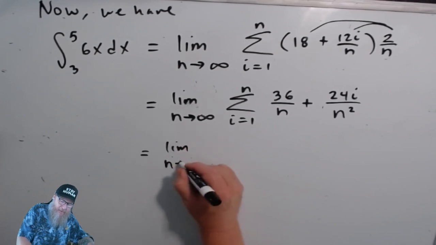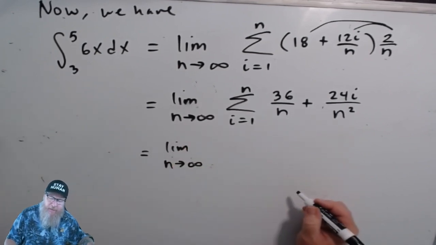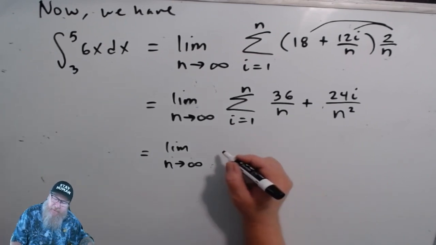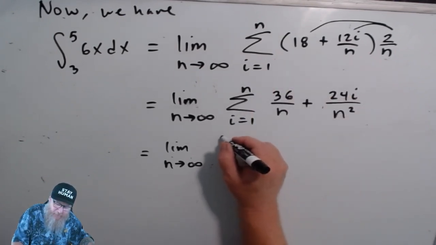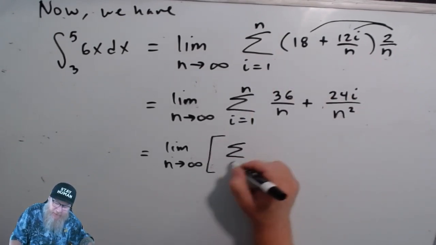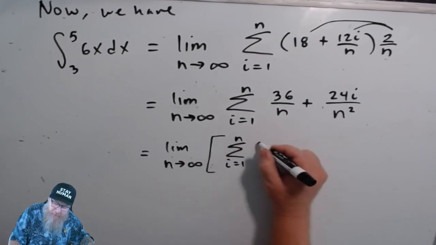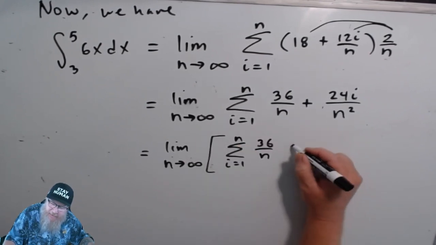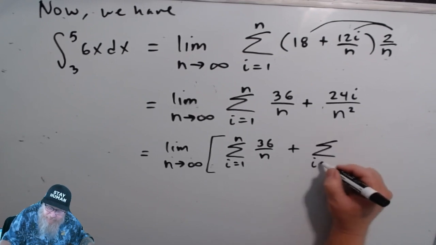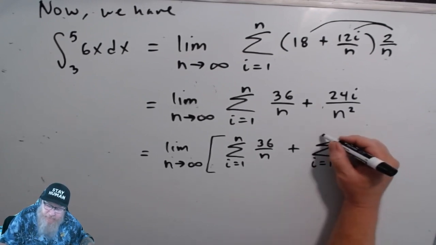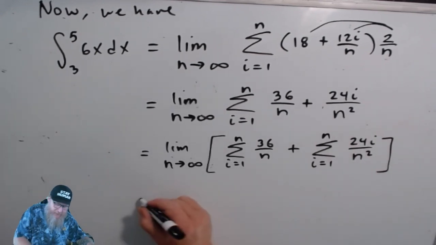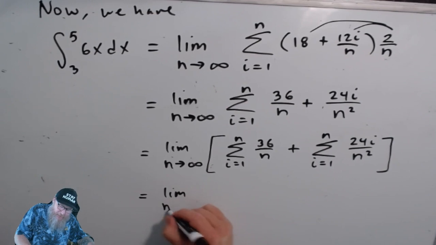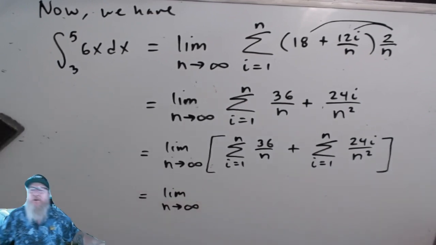Then you're going to get the limit as n goes to infinity of... Now let's go ahead and break this up into 2 separate problems. So let's go like this. This is the sum of 36 over n plus the sum of 24i over n squared. Now this is where it gets kind of interesting, and a review of chapter 1.